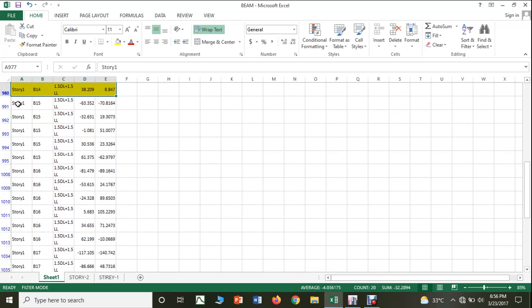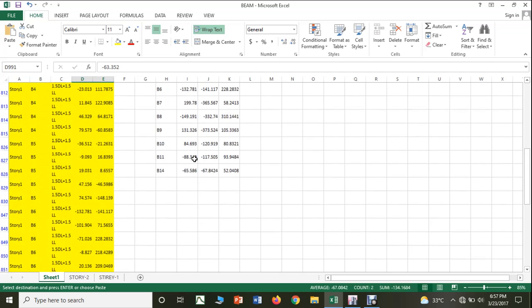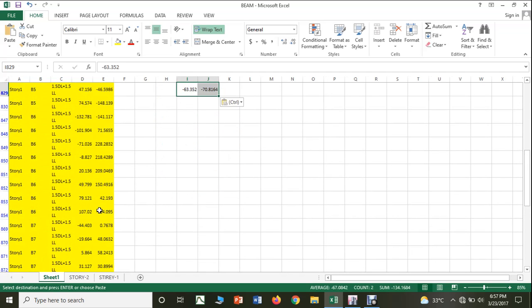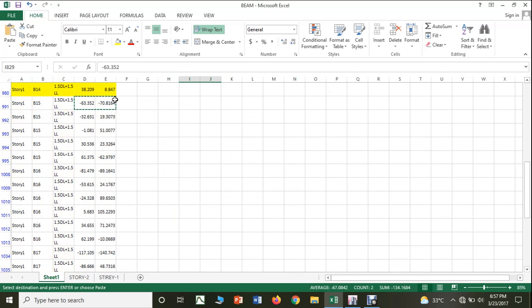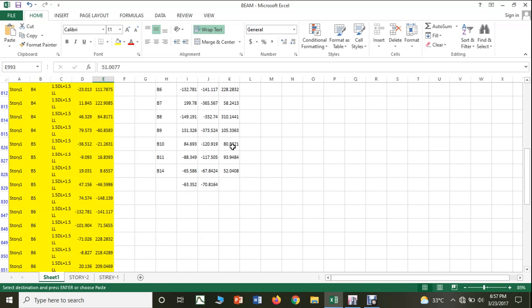Like that, when you go to beam 15, you can see that out of this the highest are these two. So for beam 15, the highest positive is 51.